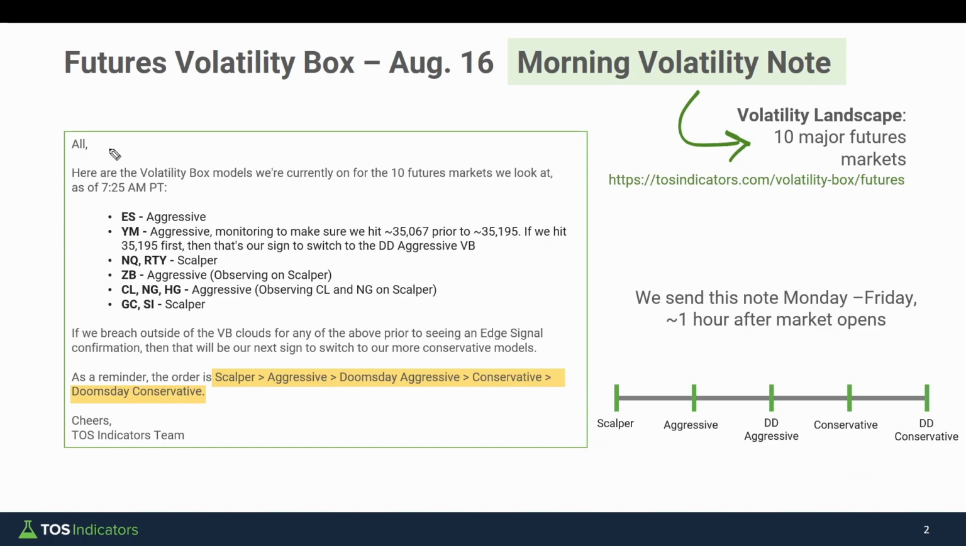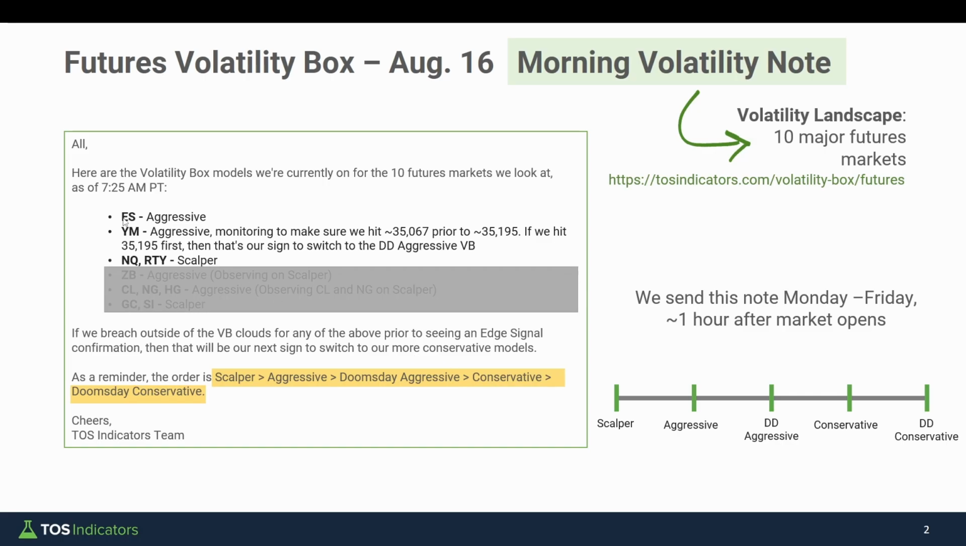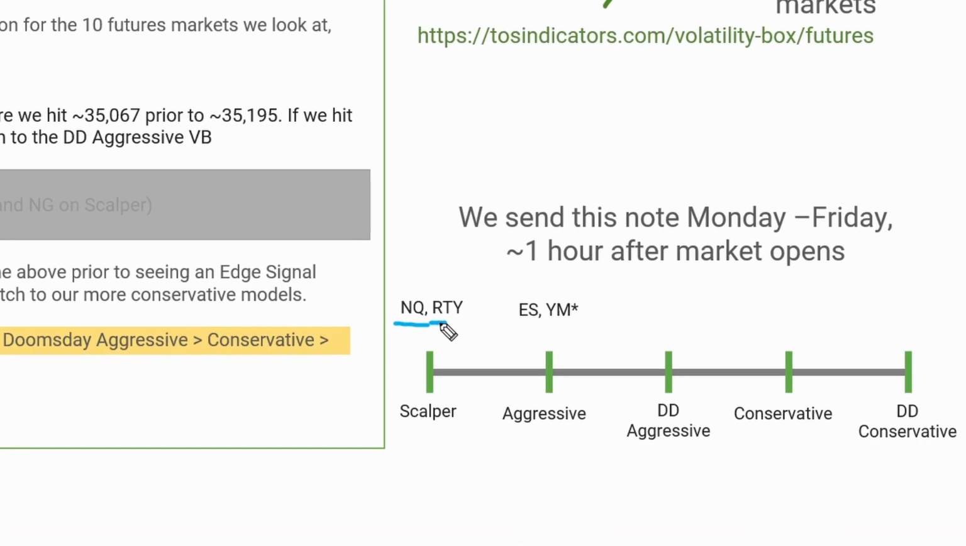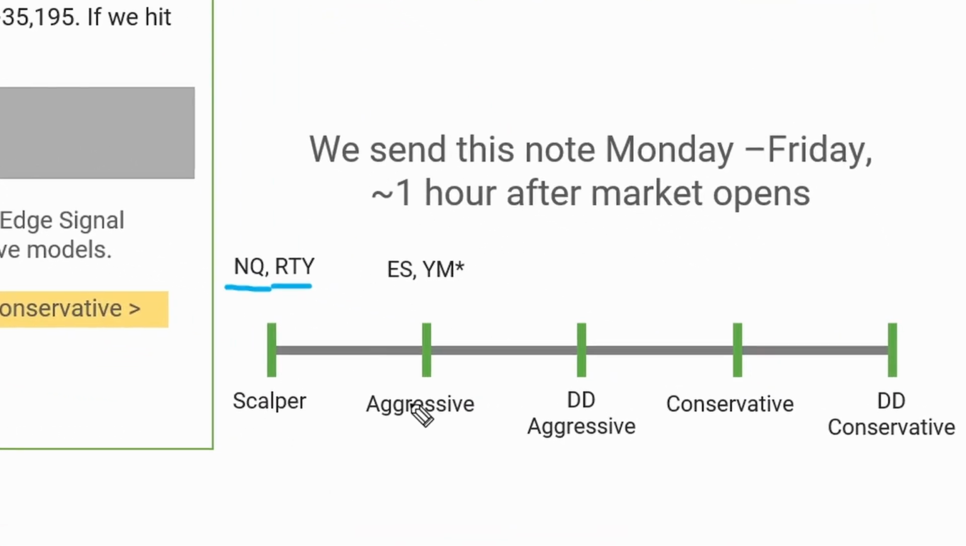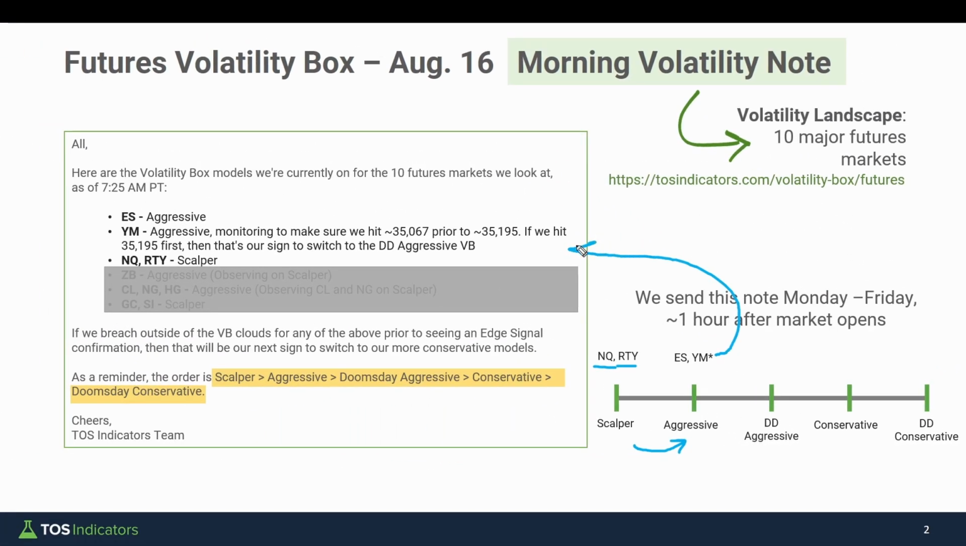Now with that, if we understand where each of the 4 major index markets currently stood today, we can see the ES and YM, so the S&P and the Dow, were both on their aggressive Volatility Box models, and the NASDAQ and the Russell were on their Scalper Volatility Box models. So if we were to plot that on this line graph, the NASDAQ and the Russell are on the far left, and one level over, so essentially one volatility level higher, is where the S&P and the Dow is. And I even have an asterisk next to the Dow because we had an open test here.